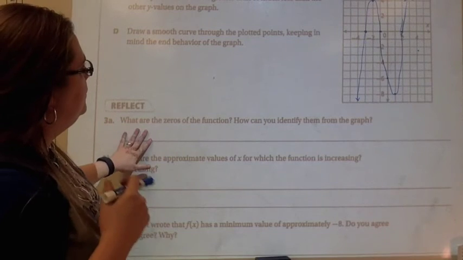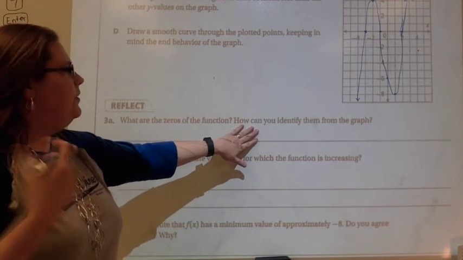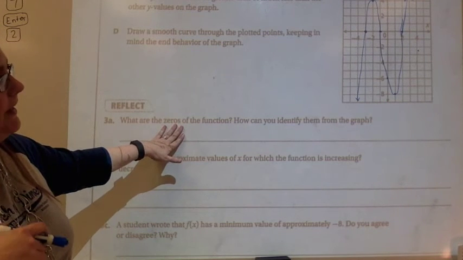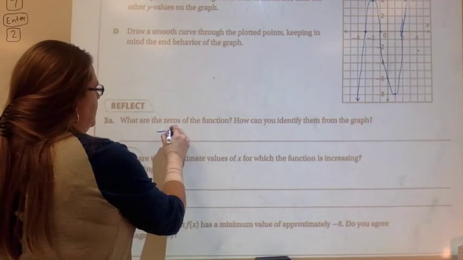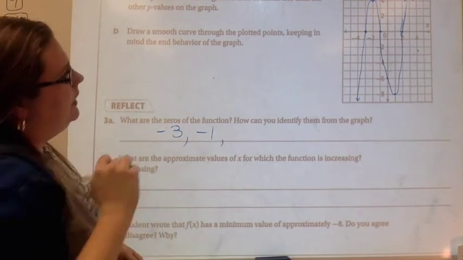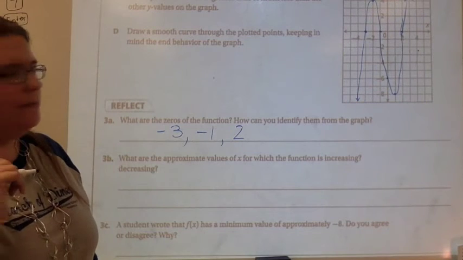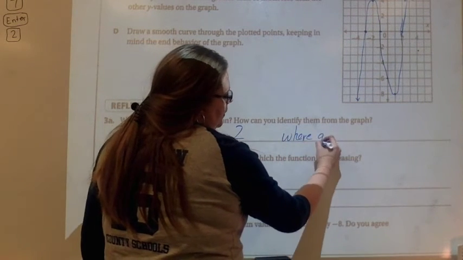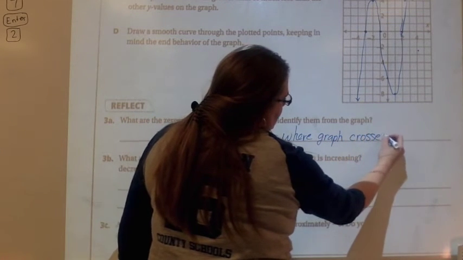This wants to know what are the zeros of the function and how can you identify them from the graph. Well, hopefully you remember that zeros of the function are where it crosses the x-axis. So we have those at negative 3, and we have one at negative 1, and we have one at positive 2. And how can you identify them from the graph? Well, they're where the graph crosses the x-axis.